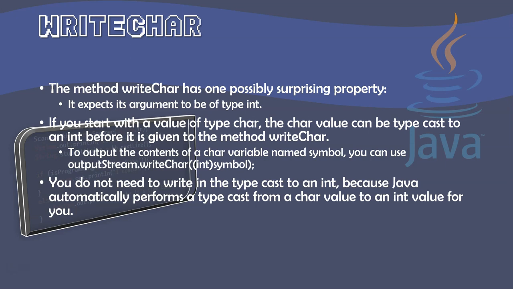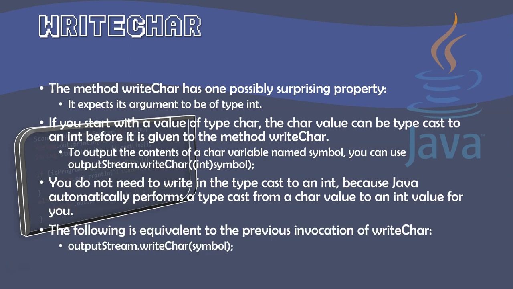However, it's important for us to recognize why that is the case. So if we would just write outputStream.writeChar(symbol), it's exactly the same as the one we just saw, just with the typecast removed. It's still going to function exactly the same, but it's important for us to recognize why there is a typecast here in the first place.